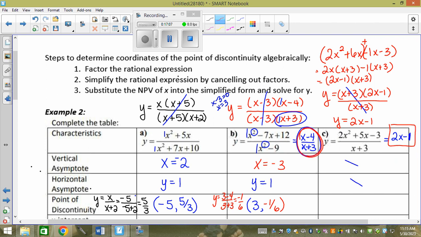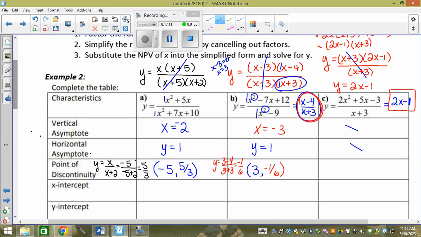So those don't exist on this one. It's just the line 2x minus 1. My point of discontinuity is at negative 3 and something. How do I find that something? I plug it into my simplified equation. So 2 times negative 3 minus 1, which is negative 7.